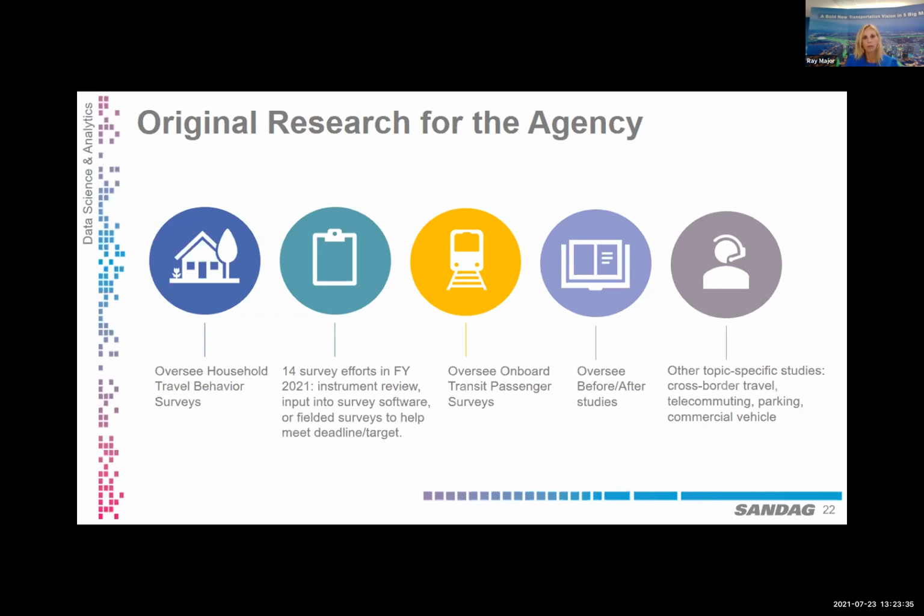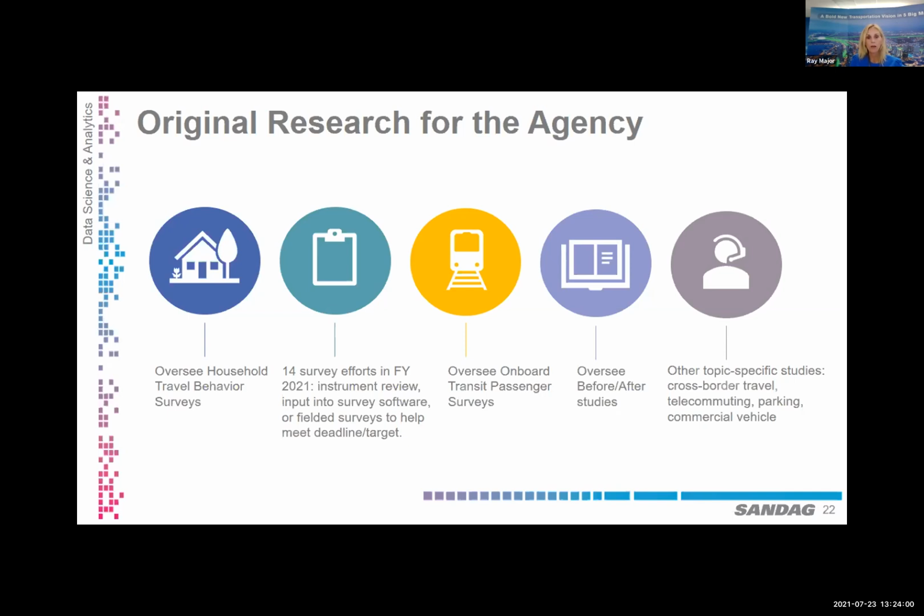We work closely with other similar sister agencies around the state and the country to understand best practice. And many times we do work with consultants to conduct this research, and we oversee and ensure that it's valid and reliable information that's being collected. We have traditionally conducted the household travel behavior surveys every 10 years, and we're trying to look at doing those now every 2 years to make sure we have more timely and relevant information when things are changing so quickly.